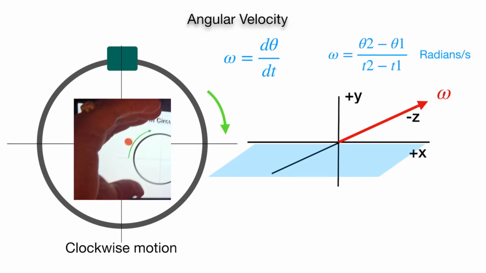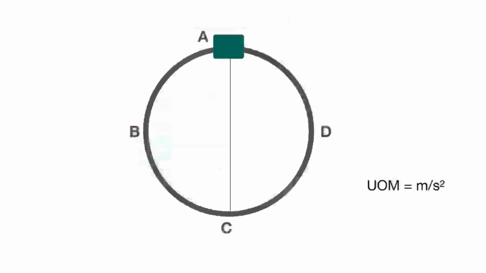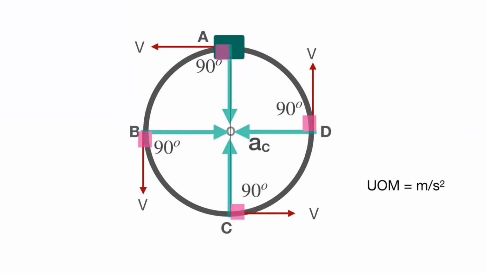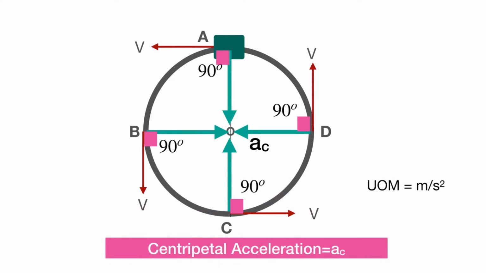As an object moves in a circular path, its direction of motion keeps on changing every moment. This change in direction of velocity results in acceleration, which is directed toward the center, and it's known as centripetal acceleration.